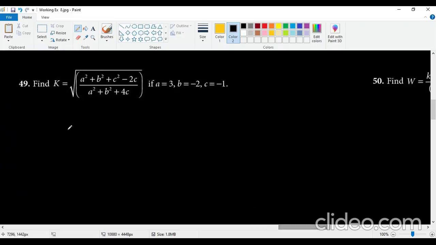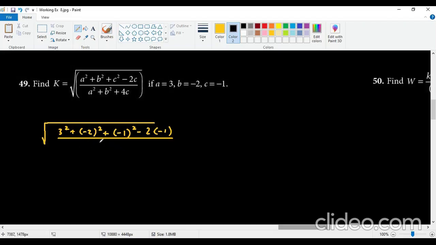For question number 49, we need to find the value of k when all the values of a, b, and c are given. A is 3, b is negative 2, and c is negative 1. We are just plugging in the values. Like a is 3, that means 3 squared, plus b is negative 2, which is also squared, plus c value is negative 1, also squared, minus 2 times c value negative 1.